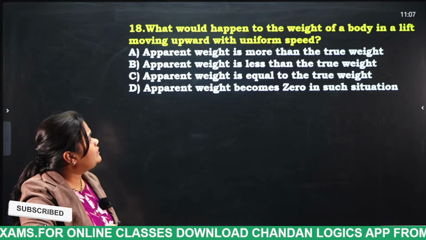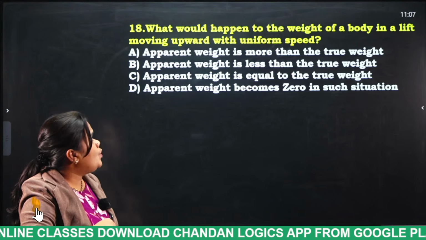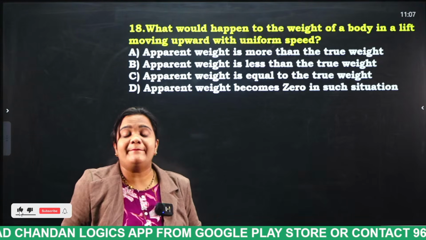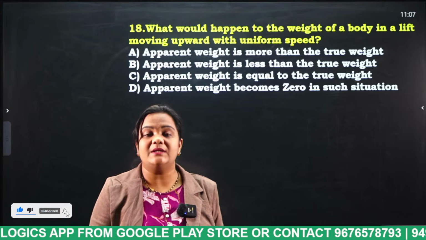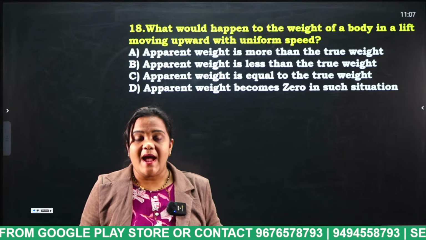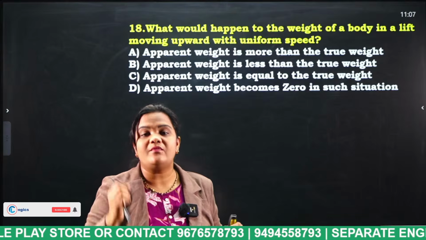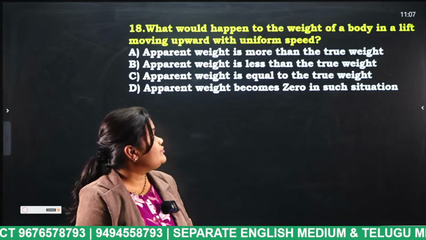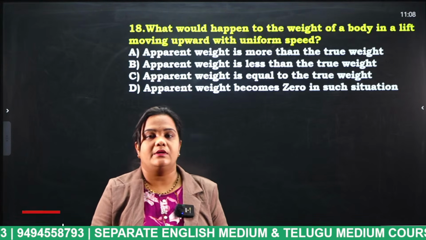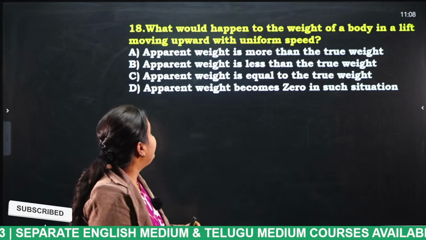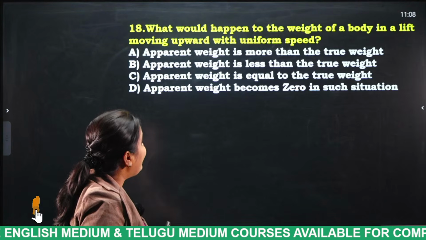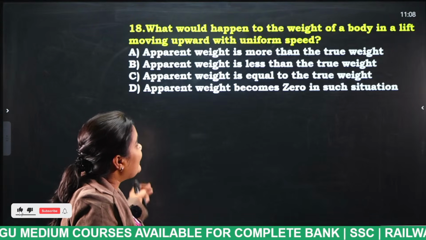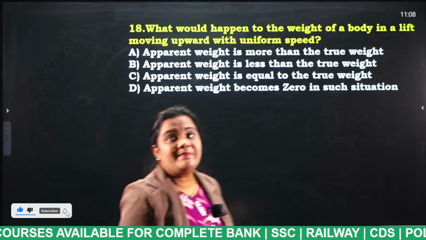What would happen to the weight of a body in a lift moving upward with uniform speed? Very good question, students. A person is in the lift and he is moving upwards with uniform velocity. So what might be his weight? Tell me, students: apparent weight is more than true weight, or apparent weight is less than true weight, or apparent weight is equal to true weight, or apparent weight becomes zero in such a situation. What might be the answer?